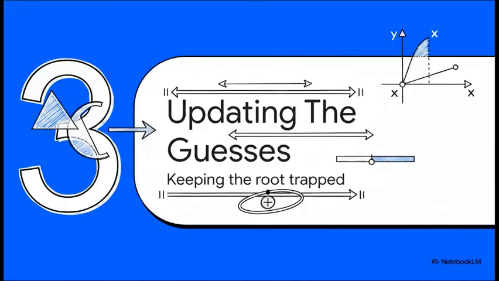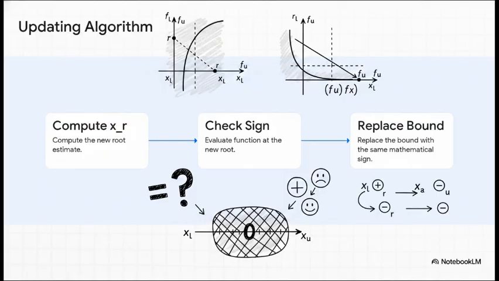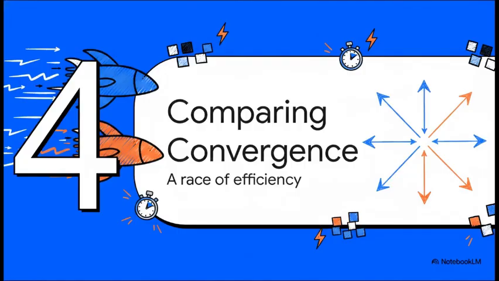Section 3. Updating the guesses. Listen, this is a massive takeaway for your notes. Both methods actually share the exact same updating algorithm. First, you compute your new root estimate, xr, using either the halving method or that false position formula we just discussed. Second, you evaluate the function at that new root. Then, and this is key, you replace the old bound that shares the exact same mathematical sign as your new function value. So if your new point yields a negative value, it replaces the old bound that also yielded a negative value. Doing this guarantees the true root where the function actually crosses zero stays permanently trapped between your two bounds.